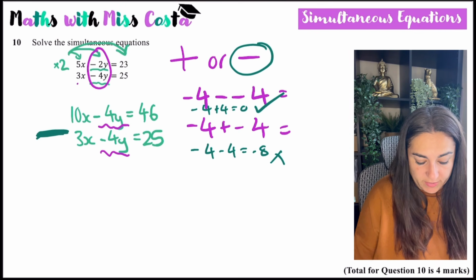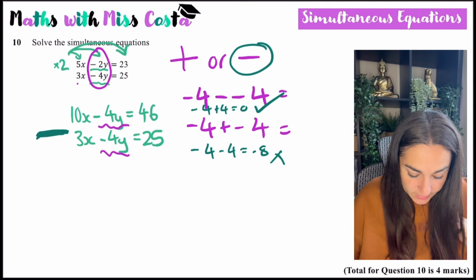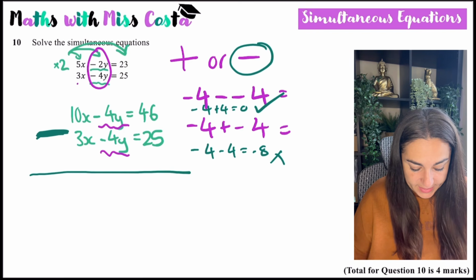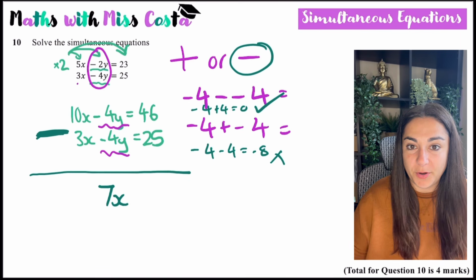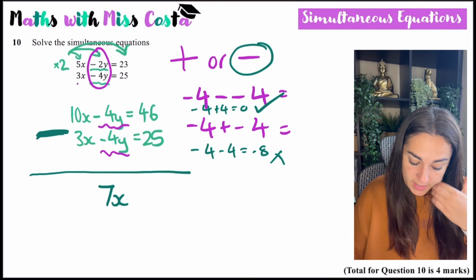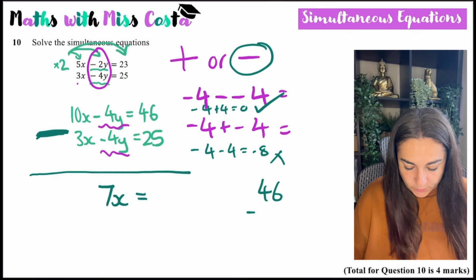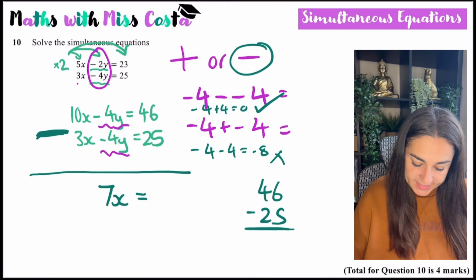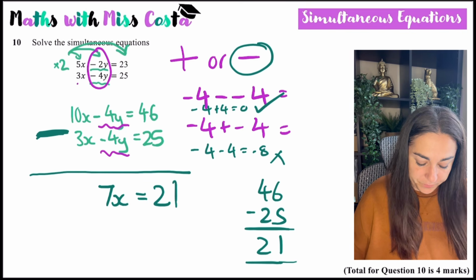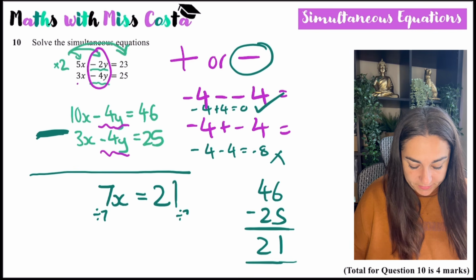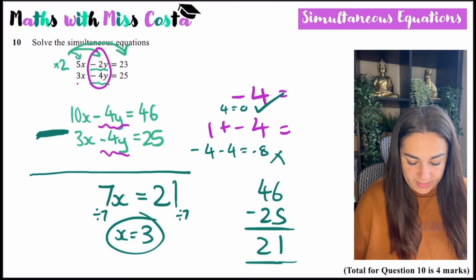So I'm going to put a giant subtraction sign here to remind me that I am subtracting the whole way through. So 10x take 3x leaves me with 7x. -4 minus -4 is nothing. It's 0. It eliminates itself. That's the whole point. And then 46 take away 25 is, let's just do a quick thing just because it's non-calc. We don't want to make any mistakes. 6 take away 5 is 1. 4 take away 2 is 2. So 7x is 21. Divide both sides by 7. Therefore, x is 3. So I've worked out that my x value is 3.